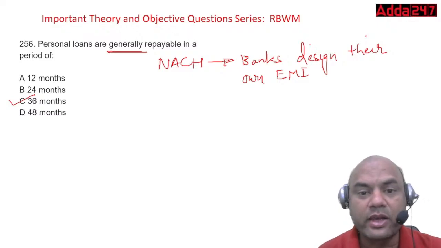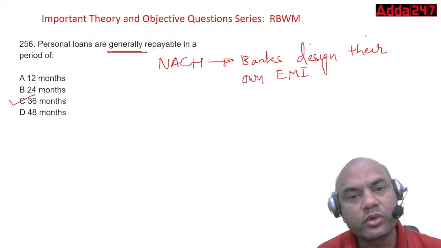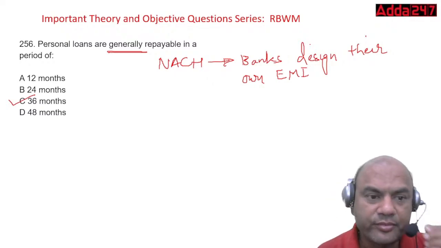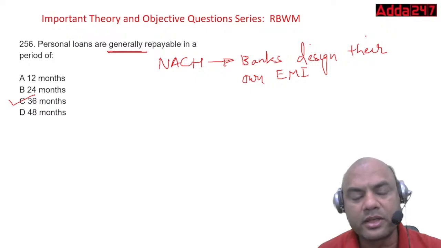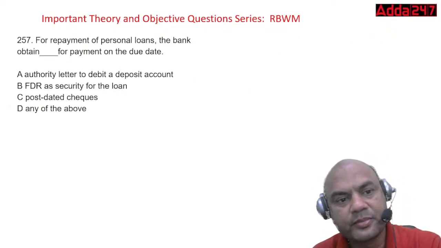That's why this NAC is a very important institution. It has changed the total banking scenario now. Okay. So the PL are generally repayable in a period of 36 months.